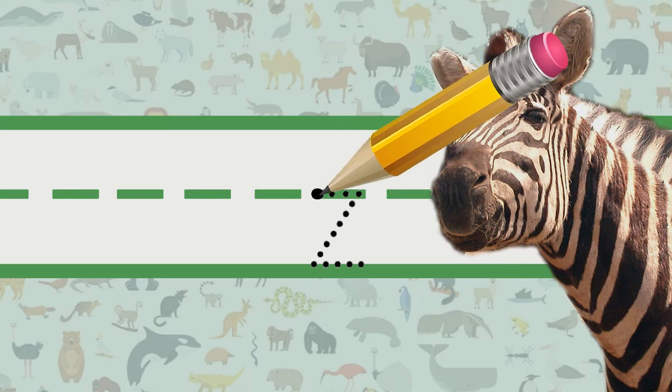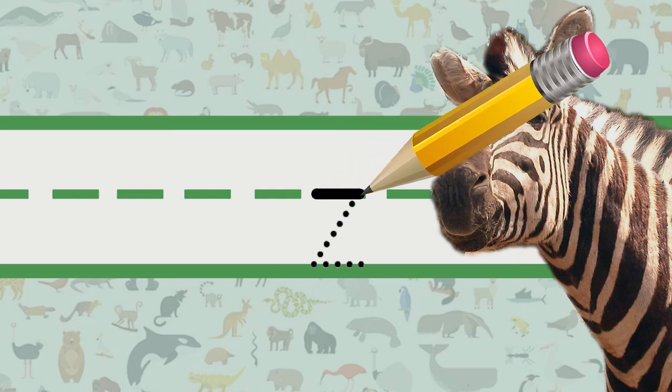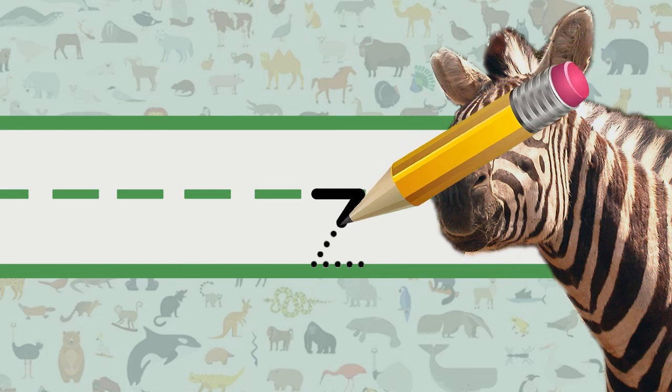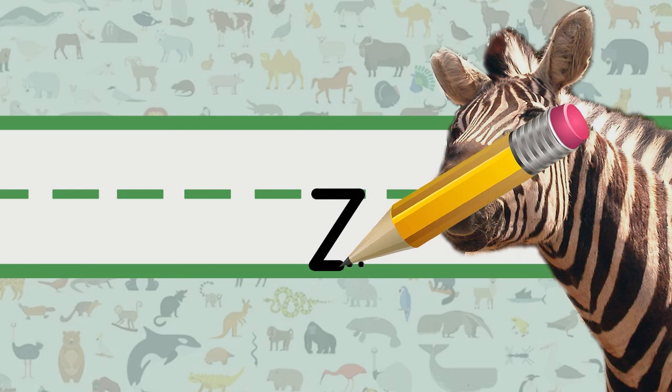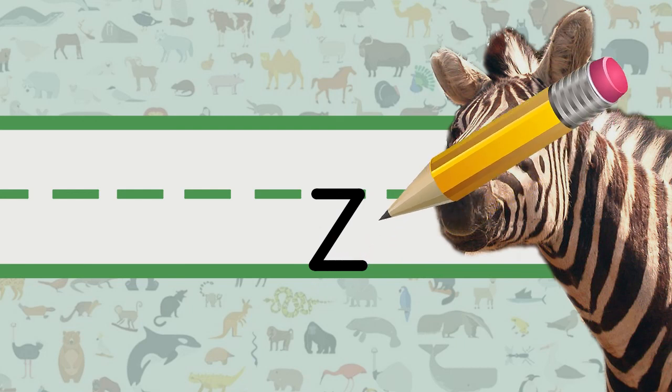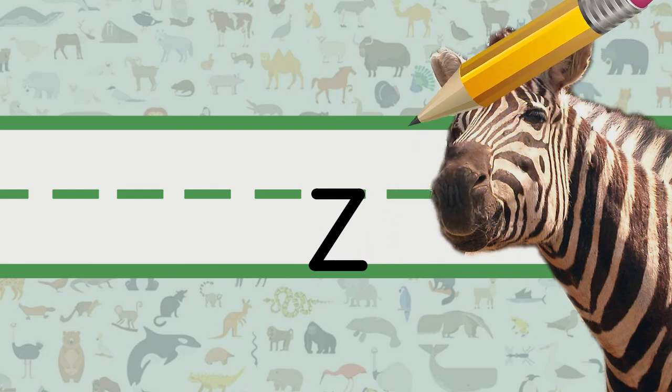Start at the middle and draw a straight line to the right. Then draw a diagonal line down to the bottom. Then draw a straight line to the right. Good job. Let's do that again.